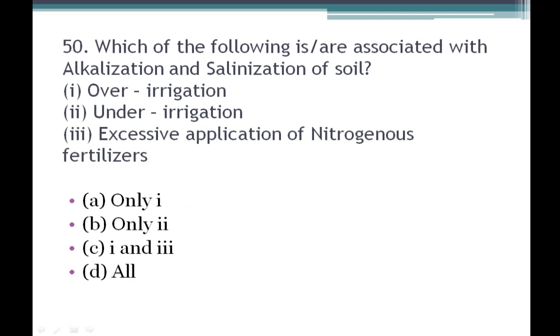Question number 50. Which of the following is or are associated with the alkalization and salinization of soil? Number 1. Over irrigation. Number 2. Under irrigation. Number 3. Excessive application of nitrogenous fertilizers. So the correct answer is option D, that is all of the above. Also, application of urea is also associated with alkalization and salinization of soil, which is related to the concept of ions and cations.